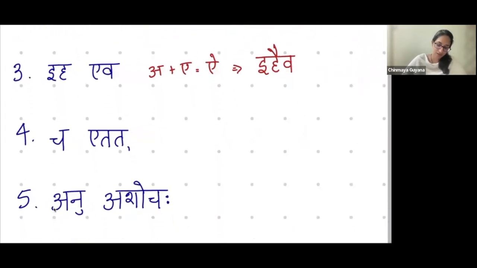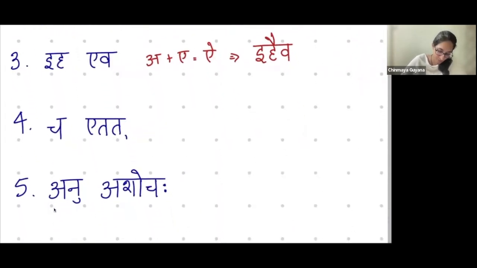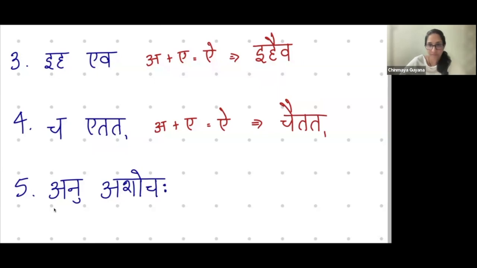Okay. Cha etat. A plus A equals A. And that will become chetat. Chetat. So far, so good.